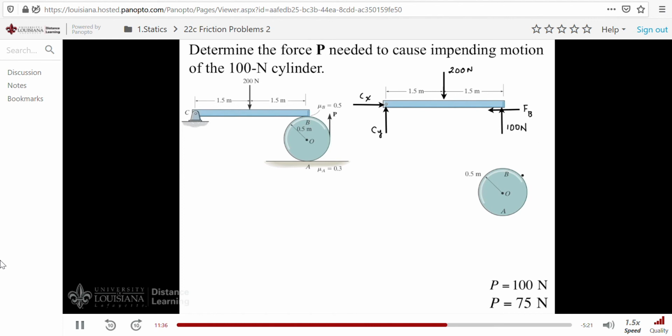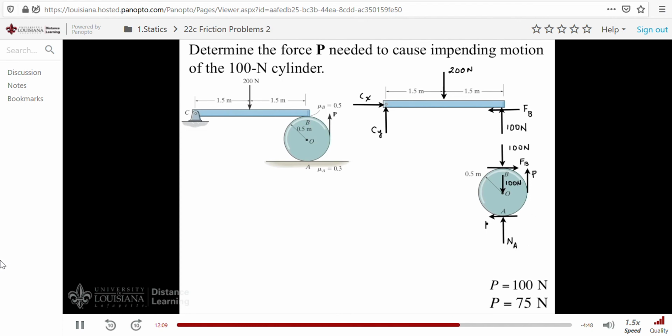Now let's use that idea and work with the cylinder. Action-reaction. And now we have, of course, the friction force, which goes this way. The weight downward, which is 100 newtons. The force P going up. The normal force N sub A. And the friction force F of A.